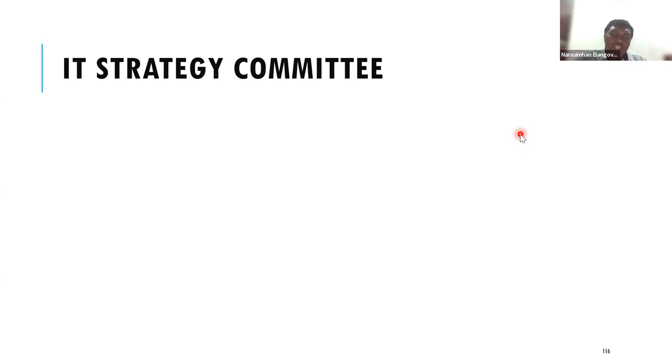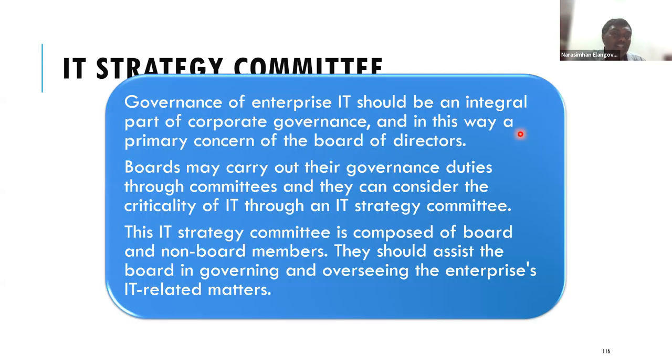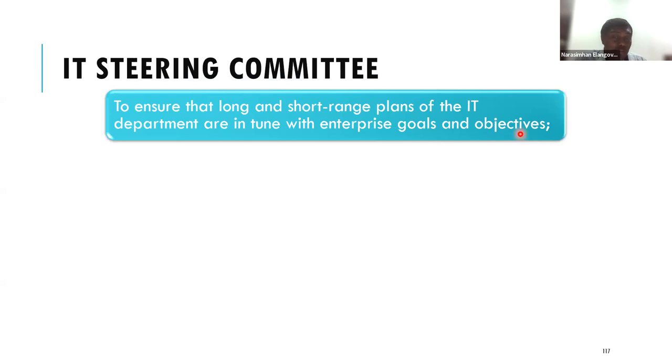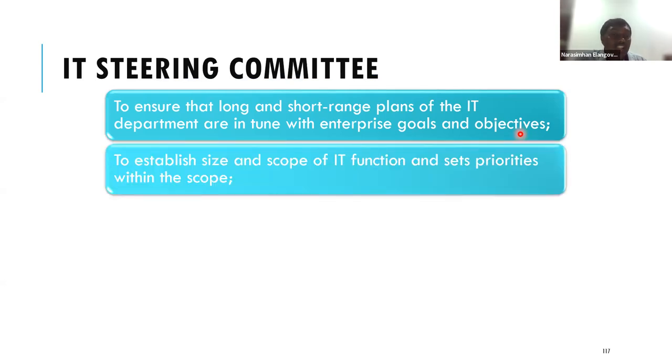IT strategy committee. The moment we say strategy committee, this is the committee which decides from the governance how the next steps should be taken. A high-level plan. Okay, invest in this, invest in that, all of those. That is a strategy committee. One level below the strategy committee is the steering committee. The steering committee, very important examination question, decides the long-term and the short-term plan.